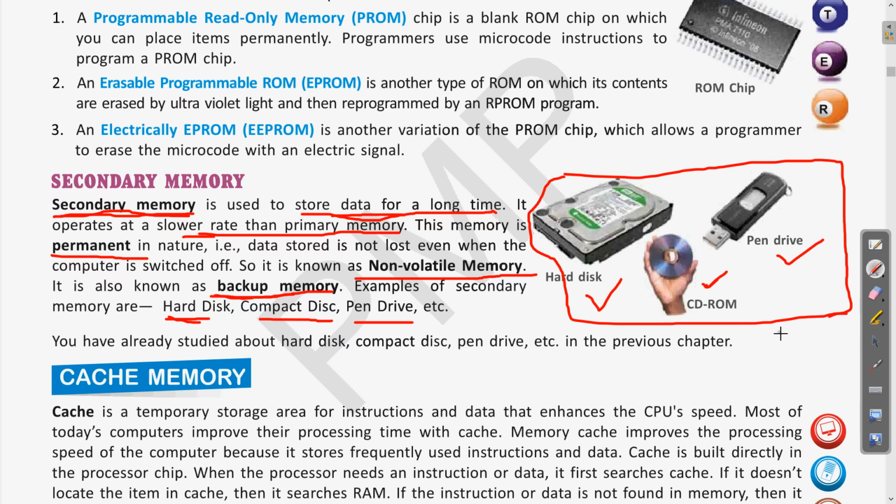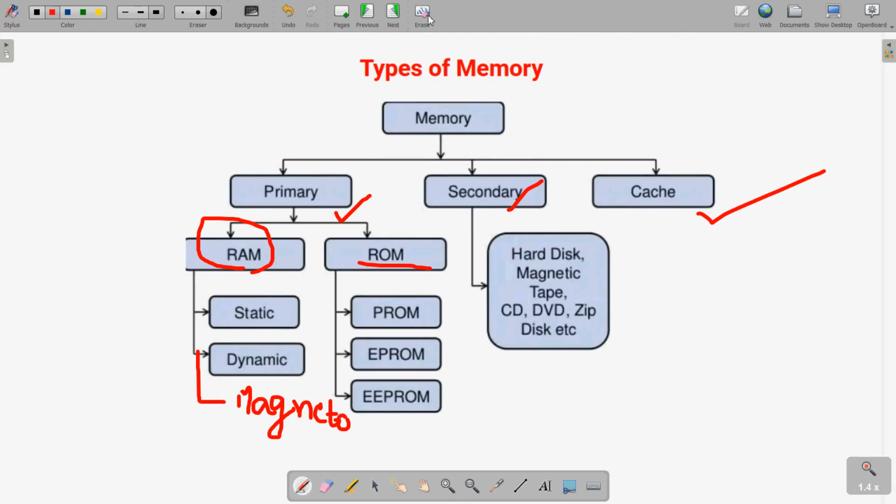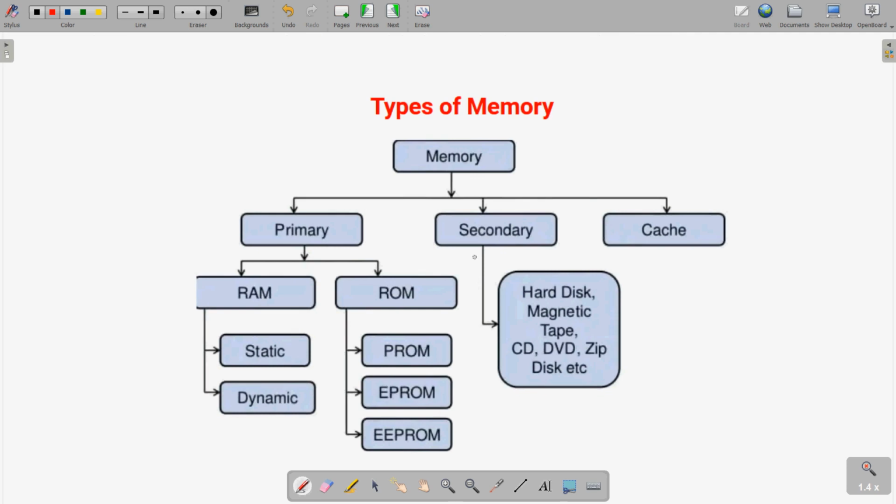Okay, so till now we have seen the primary memory and secondary memory. In the primary memory we have covered the RAM types, that is static, dynamic and magnetoresistive. In the ROM we have covered the PROM, EPROM and double EPROM. Clear? Full form of PROM is programmable read-only memory.